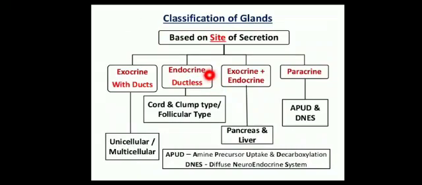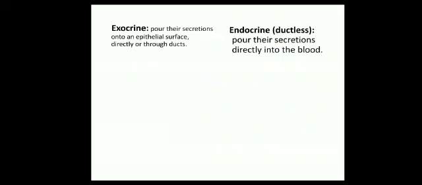Now, the classification of the glands. Classification based on site of secretion. For example, the exocrine glands pour their secretions with the help of their ducts. The endocrine glands are the ductless glands. Some glands are both exocrine and endocrine, and some are paracrine.